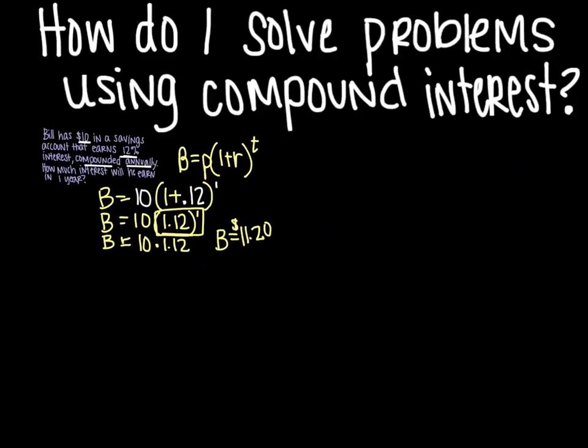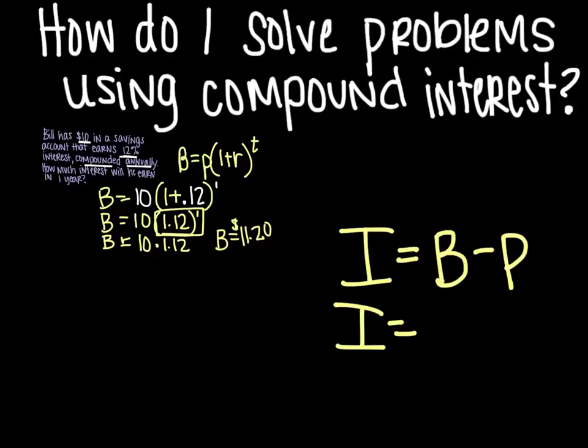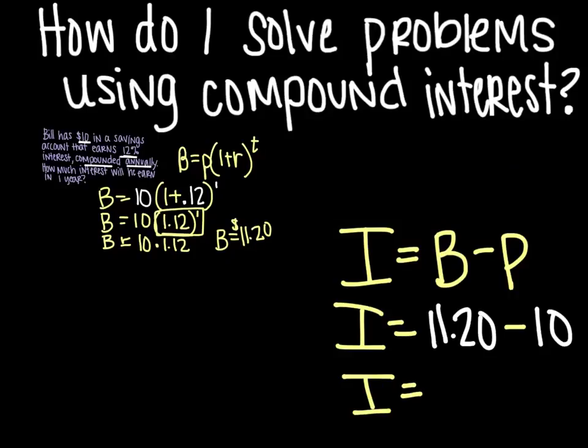And to find how much interest he earned, that's where we take it to the next level using that other equation. So the interest is your balance minus your principal. His ending balance was $11.20. And then his principal, what he started with, was $10. And so if I subtract that, I can clearly see that the interest was 1.2 if I use a calculator or mental math, but we're talking about money, so it would be $1.20 is the amount of interest.